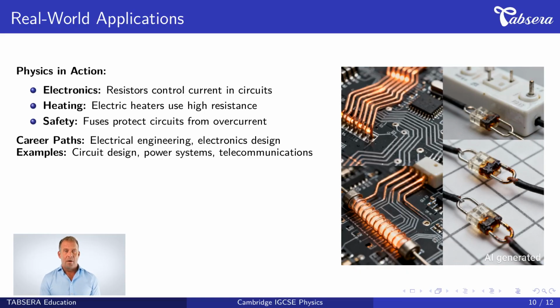Physics principles power our modern world. Let's see how resistance applies in practice. In electronics, resistors control current flow in circuits. Every electronic device from smartphones to computers uses resistors to ensure components receive correct current levels. In heating applications, electric heaters use high resistance elements that convert electrical energy to heat energy when current flows through them. In safety systems, fuses contain materials with specific resistance that melt when current exceeds safe levels, protecting circuits from damage. These applications show why understanding resistance matters.